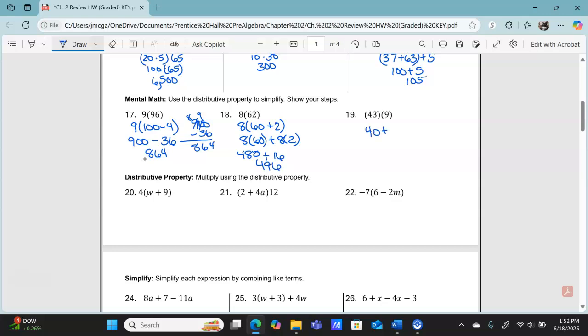40 plus 3 times 9. So 9 times 40 plus 9 times 3, or you could write it 40 times 9, doesn't matter. And 3 times 9 is 27. So 360 plus 27 is going to be 387.